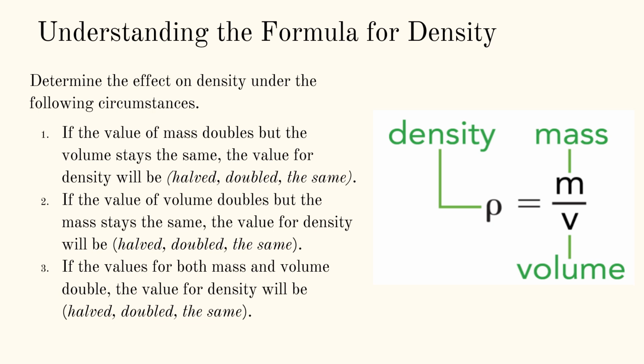Determine the effect on density under the following circumstances. 1. If the value of mass doubles, but the volume stays the same, the value for density will be halved, doubled, or the same. And it's of course going to be doubled. If the value of volume doubles, but the mass stays the same, the value for density will be halved, doubled, or the same, and it's going to be halved. If the values for both mass and volume double, the value for density will be halved, doubled, or the same. And if they were both doubled, your density value is going to be the same.